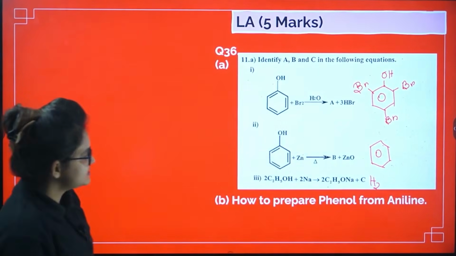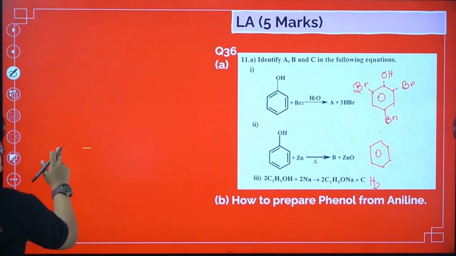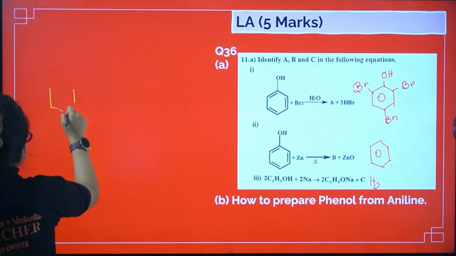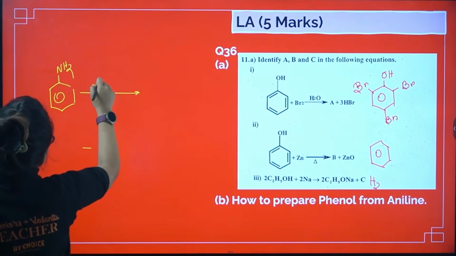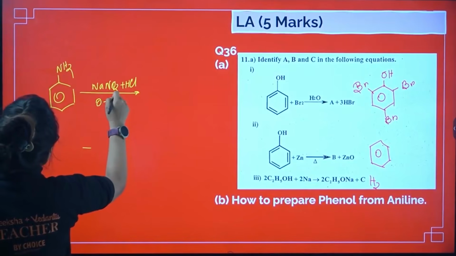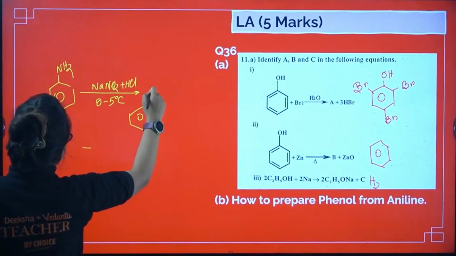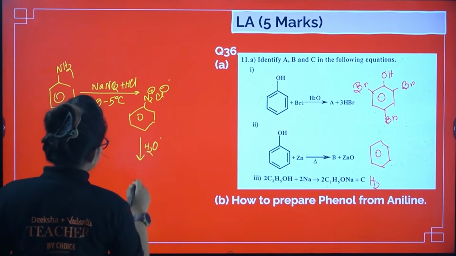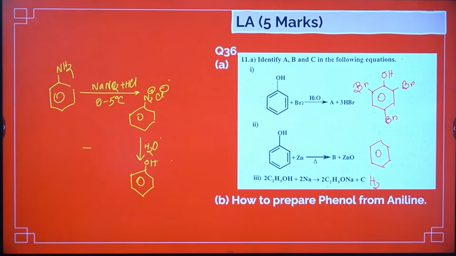Next, how to prepare phenol from aniline. So what you can do is start from aniline like this. You can treat this with NaNO2 plus HCl, condition 0 to 5 degrees Celsius. It will give you benzene diazonium chloride, N2 plus Cl minus, right? Further, if you just do hydrolysis, give a little bit of water, it will give you back the OH. I guess this is clear to you.